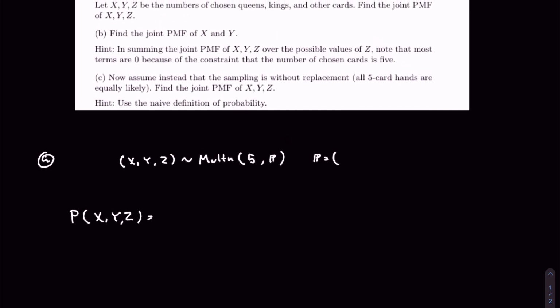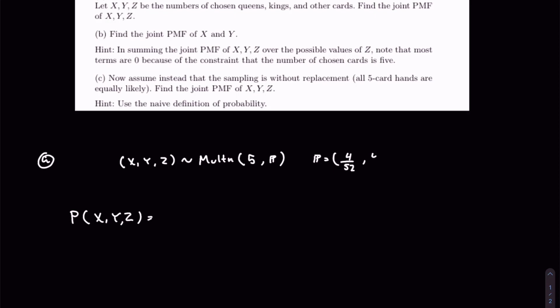So what does it mean to select? What's the probability of selecting a queen? Well, we have 4 queens out of 52, because of replacement. Same with kings, 4 out of 52. And for the other cards, that's 44 out of 52. If we simplify these numbers, we have 1/13, 1/13, 11/13. Okay.